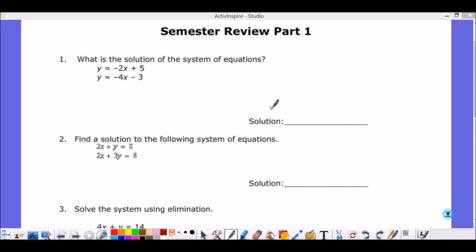Hi, this is your semester review part 1. So the key concept in part 1 will be talking about solutions to the systems of equations.